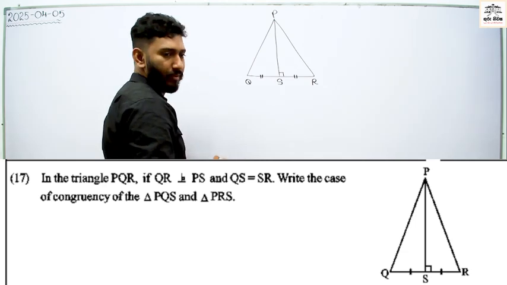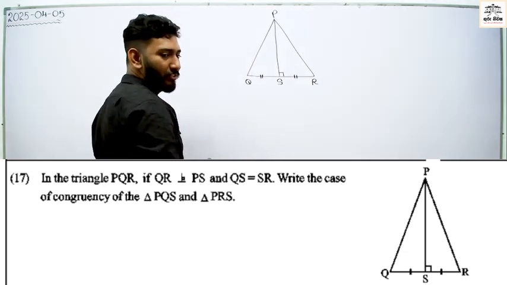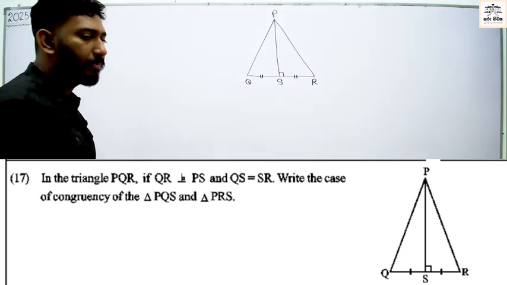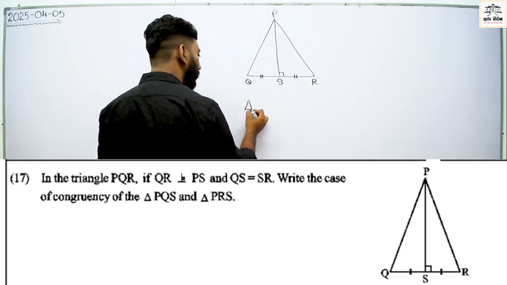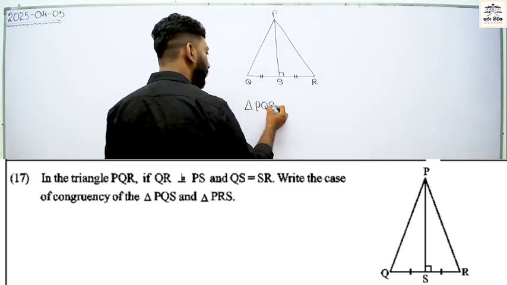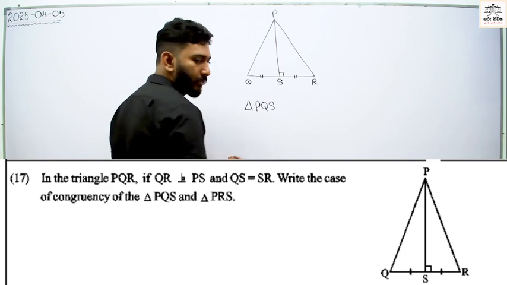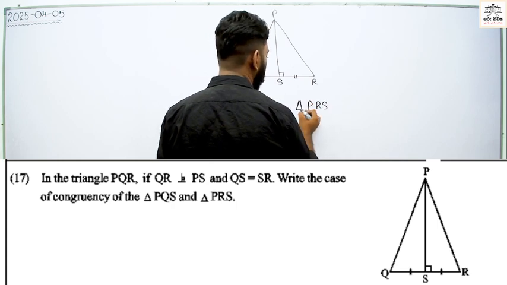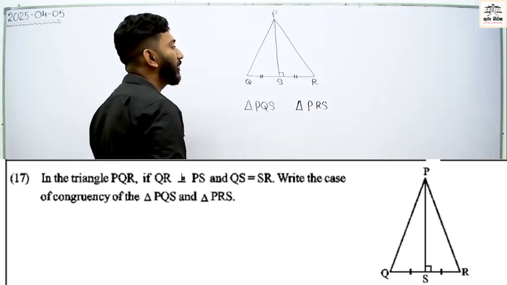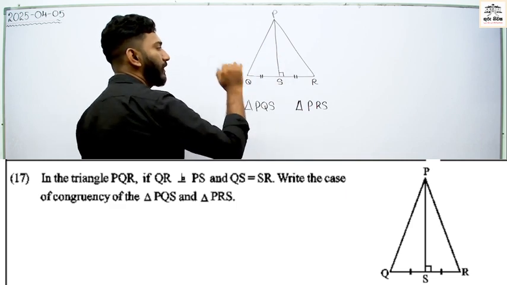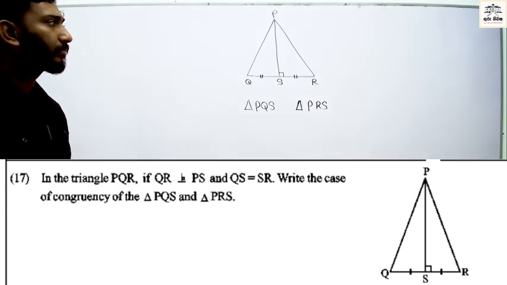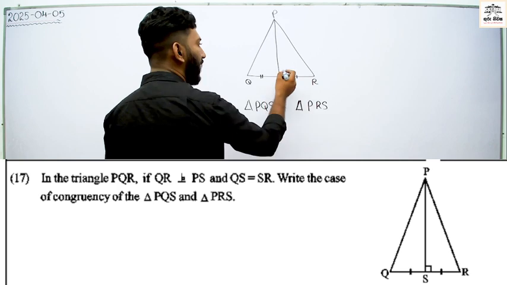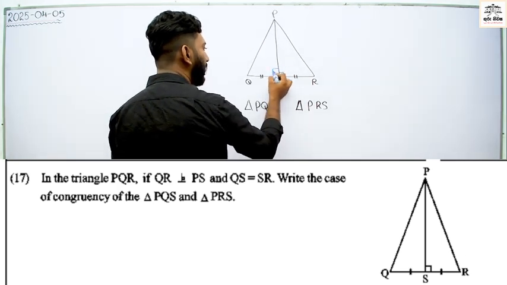Yes, sir. Look at this. QS equals SR. And write the case of the congruence of the triangle PQS and the triangle PRS. Let's see. Who is triangle PQS? And PSR. Right? And this is a very easy thing. And you know this angle is 90 degrees, therefore this is also 90 degrees here.